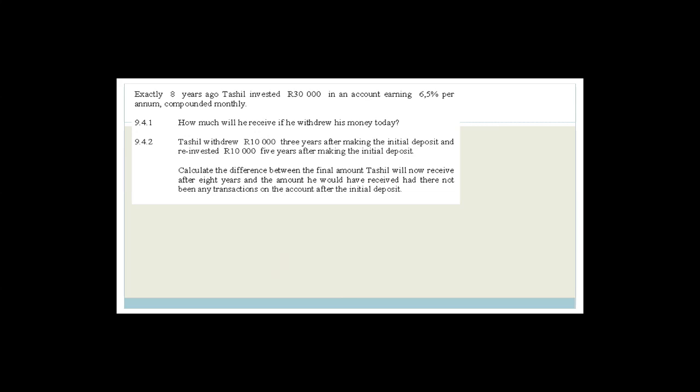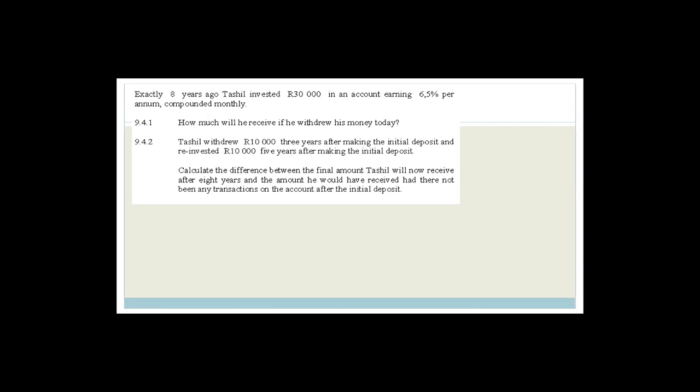Right, now it says, exactly 8 years ago, Tashil invested 30,000 Rand in an account earning 6.5% per annum compounded monthly. The first question says, how much will he receive if he withdrew his money today? The second one says, Tashil withdrew 10,000 3 years after making the initial deposit and then reinvested 10,000 5 years after making the initial deposit. Calculate the difference between the final amount Tashil will now receive after 8 years and the amount he would have received had there not been any transactions on the account after the initial deposit.